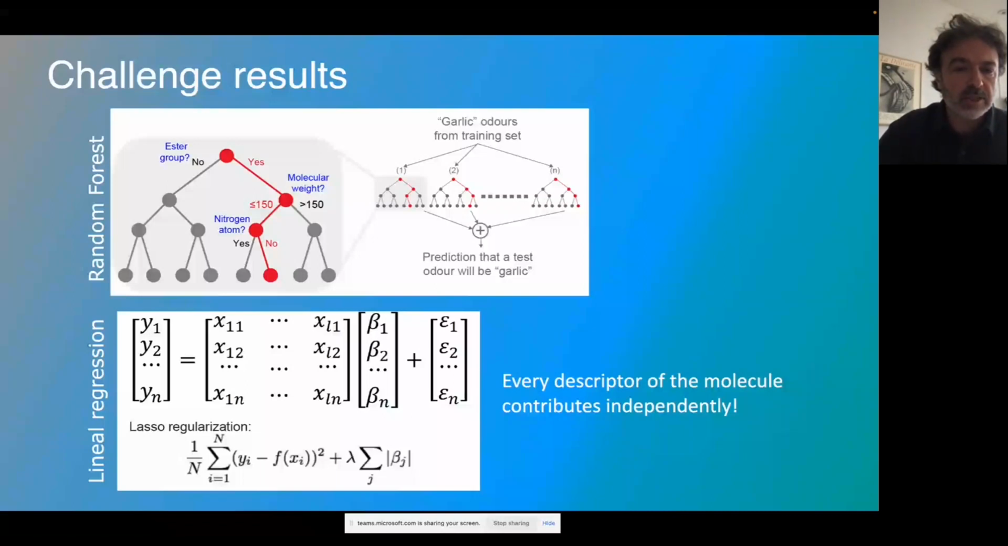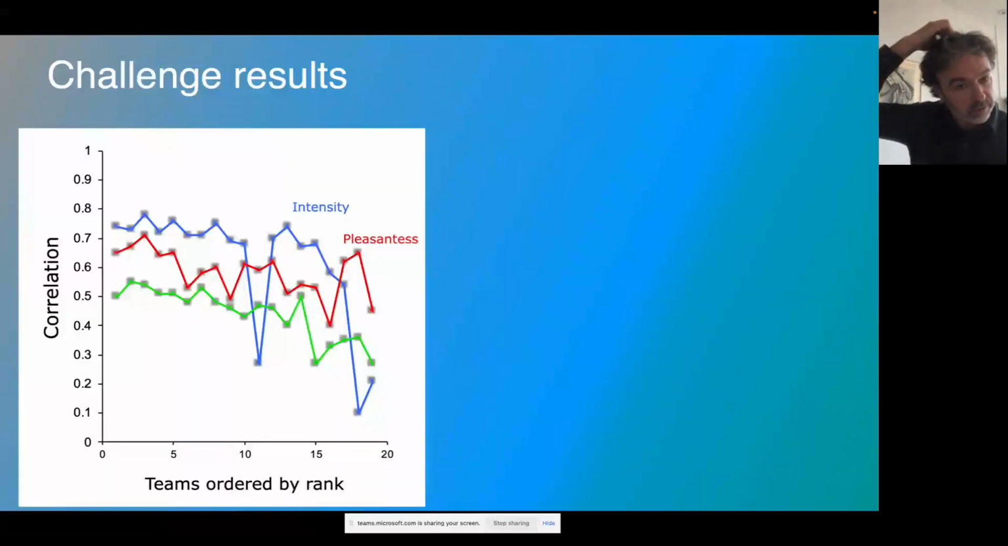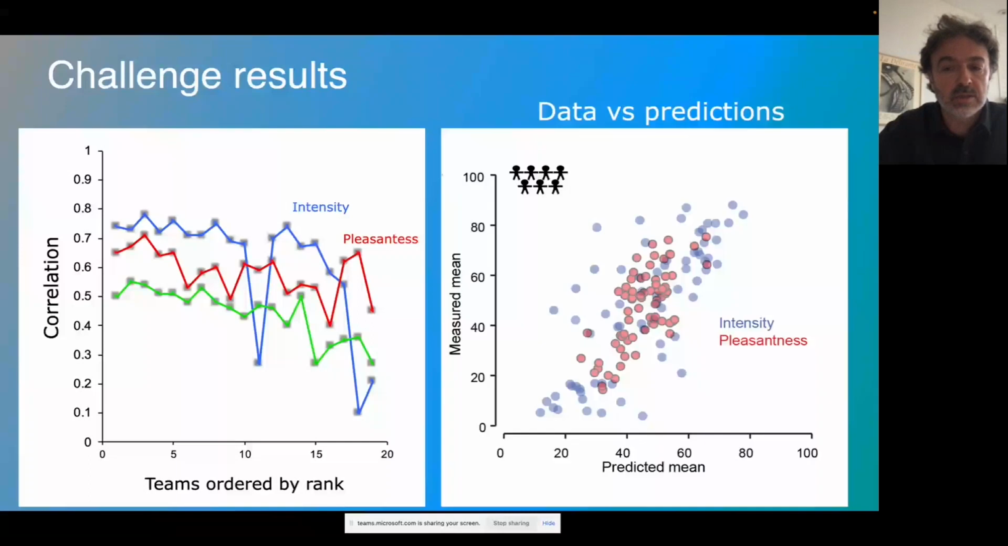So these are the results of the challenge. You probably have seen them, but again, this is how we did it. There were about 20 teams that participated, and we were scoring the correlation between their predictions and the values of intensity and pleasantness across molecules. And you can see intensity and pleasantness are pretty high. And then in green, you see basically the average across the different descriptors, right? The prediction is not as good, but it's pretty large, right? And you can see here, just to show that the predictions were actually good, right?